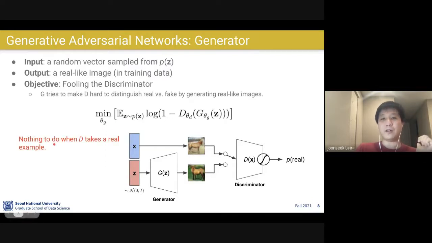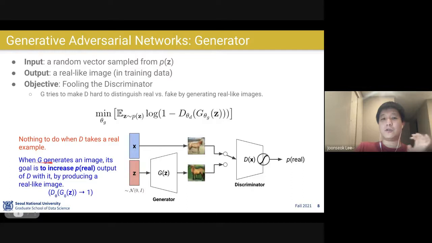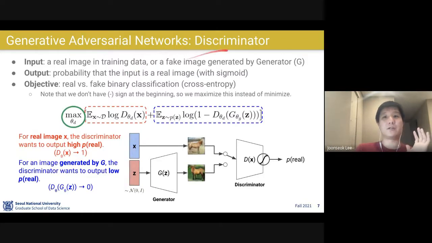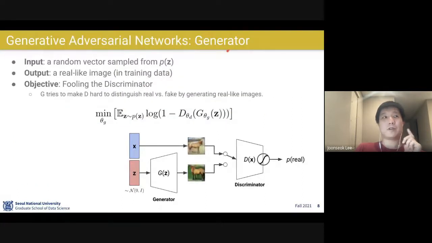So when G generates an image, its goal is to increase the P of real such that this becomes close to 1. So this entire part becomes 1. That means this 1 minus that is becoming 0. So its goal is actually minimizing this as much as possible. So that is the game between the generator and the discriminator. Discriminator wants to maximize these numbers, and generator wants to minimize these scores. So they fight each other.